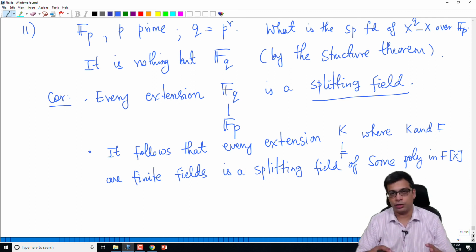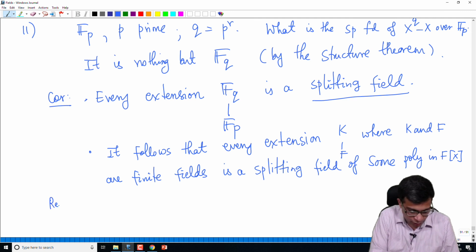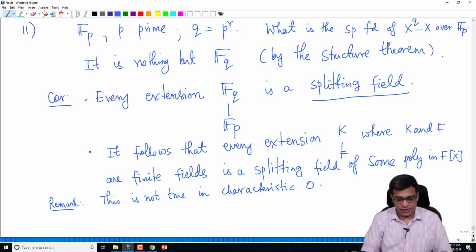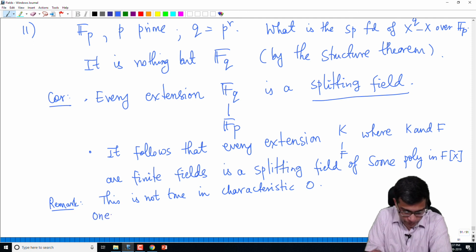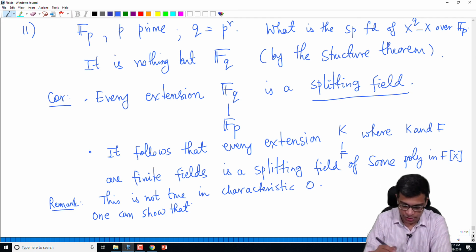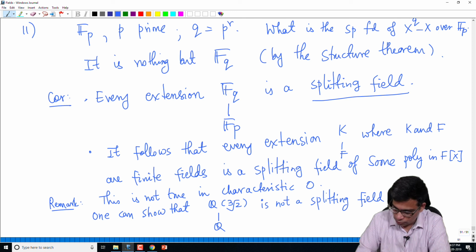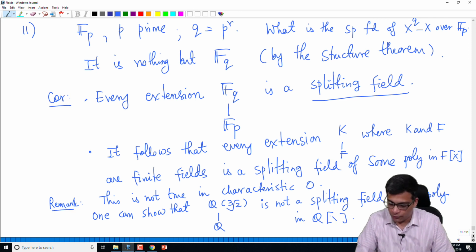And such extensions are called Galois extensions, and they are very important. And a final remark I will make is, this is not true in characteristic 0. This requires some additional theory, but we can show that there are lots of extensions which are not splitting field extensions. In particular, for example, Q adjoin cube root of 2 over Q is not a splitting field of any polynomial in Q[x].